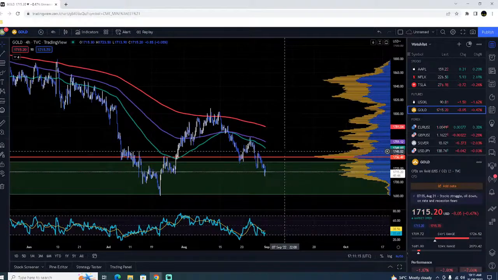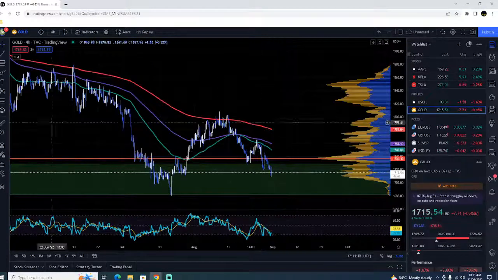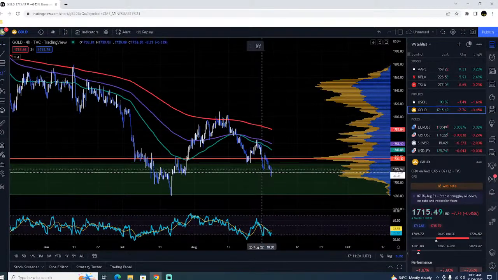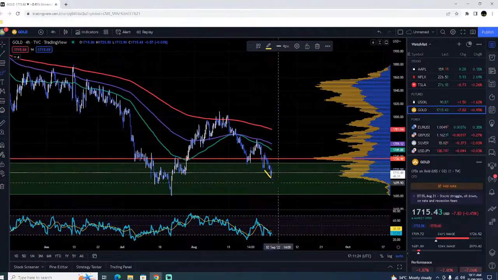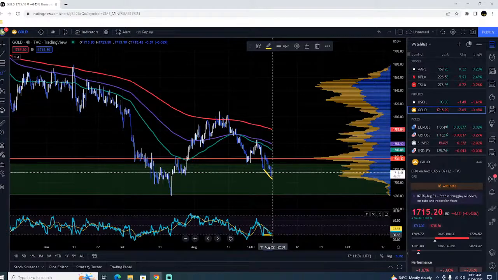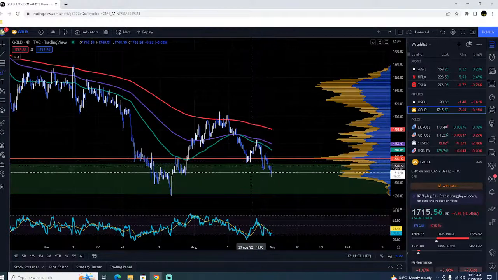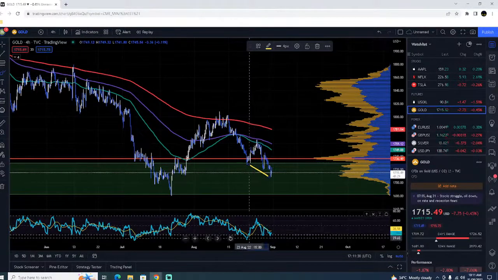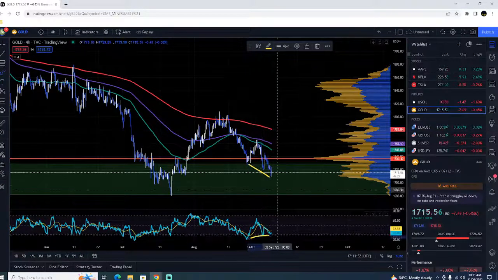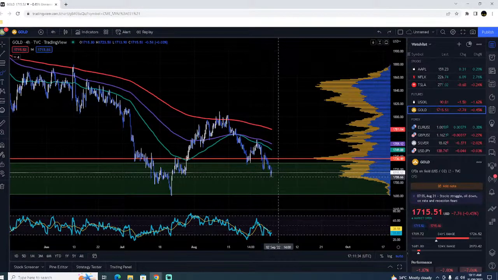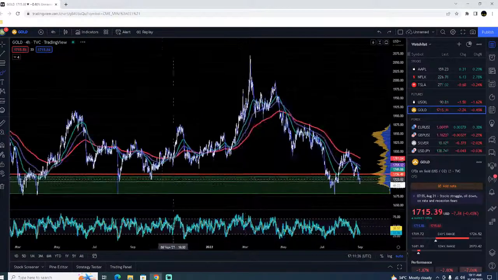Gold is actually in a very interesting area right now. There is divergence forming on gold. Look at this one first. Price is making a lower low, and then RSI is roughly the same, and also over here a lower low in the price, but RSI is in an uptrend. So this is a bullish divergence forming on gold.